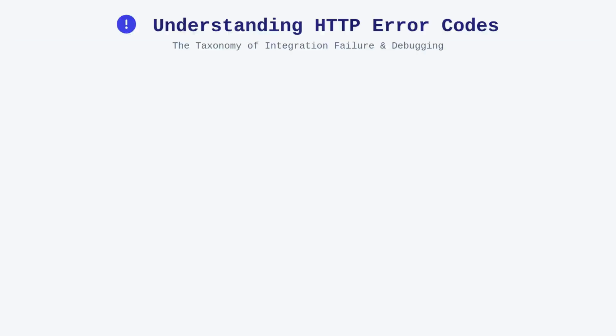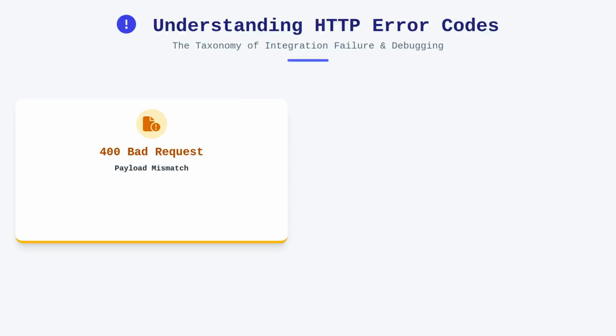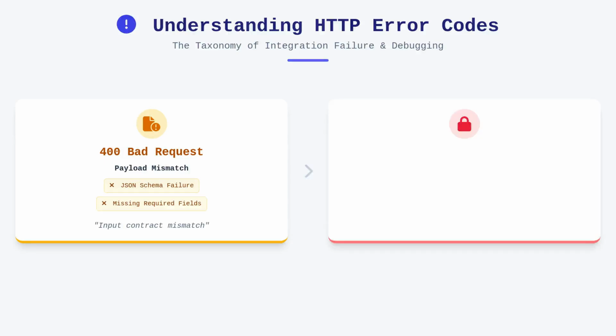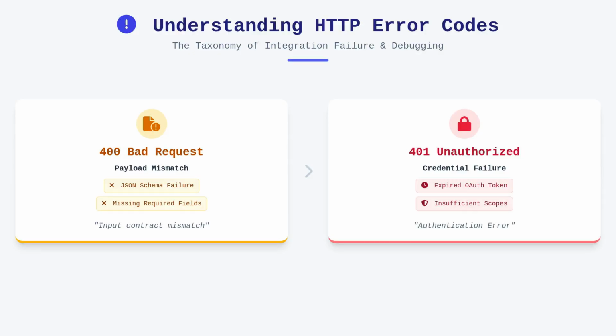Understanding HTTP error codes is foundational for debugging, as they act as a taxonomy of failure for your integrations. A 400 bad request indicates that the payload you submitted failed to adhere to the defined JSON schema, or that required fields are missing, suggesting a mismatch in your input contract definitions. Conversely, a 401 unauthorized status is an explicit signal that your OAuth credentials have expired, lack the necessary scopes, or were never correctly configured in the integration settings.